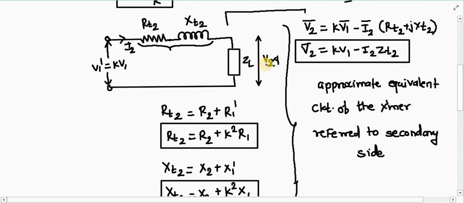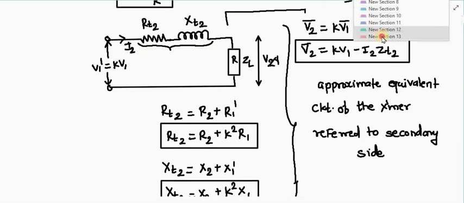V2 I will take as a reference vector. Which type of load is connected here? Resistive load. So my I2 will be in phase with V2. Then due to this I2, some drop will take place in this RT2. That drop will be in phase with the I2. Then also some drop will take place in the XT2. That drop in the XT2 will lead my I2 by 90 degree. Then vector sum of this V2 and this impedance drop, I will get the V1 dash.